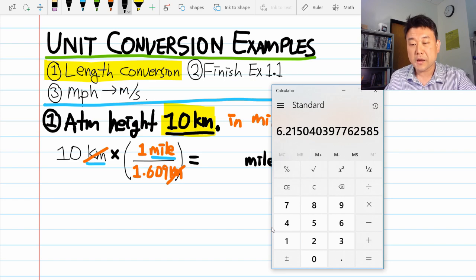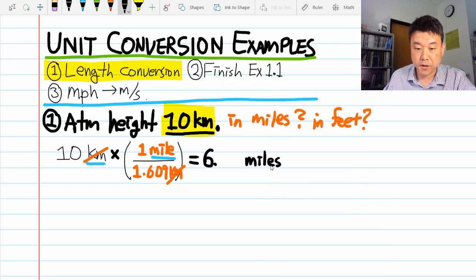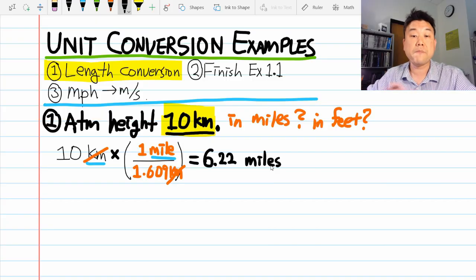6.22. With the significant figures, I will say this. In this class, if you keep 3 significant figures most of the time, you'll be fine. If you want to be extra careful, you can keep 4 significant figures, but more than that is really unnecessary. So here, I'm going to keep 3. So 6.22 is what I want. 6.22 miles is the atmospheric height in miles.